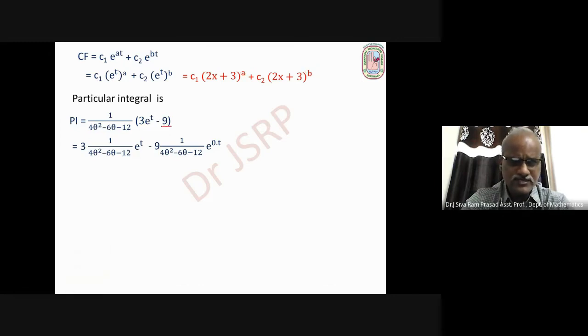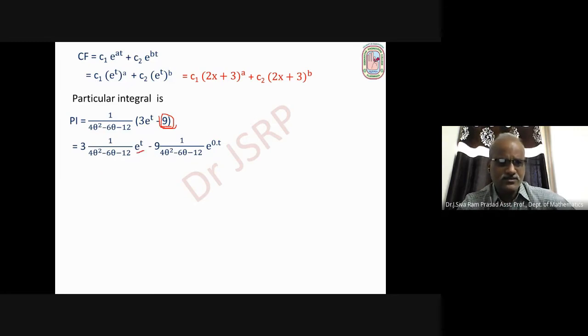So here we have only a constant term. When you have only a constant term, convert it into an exponential function, that is that constant into e power 0t. E power 0t is 1. You get the same function. Okay. So whenever you have only a constant term, convert that into an exponential function as that constant into e power 0t. So this is an exponential function.